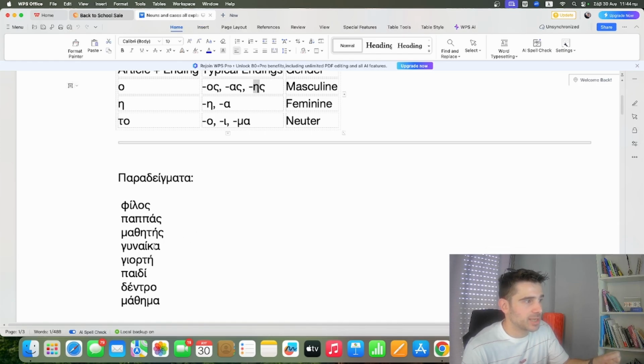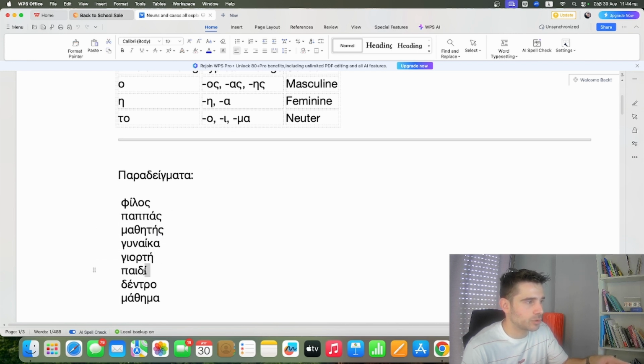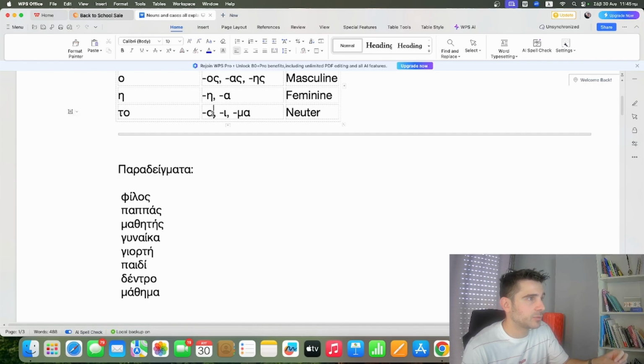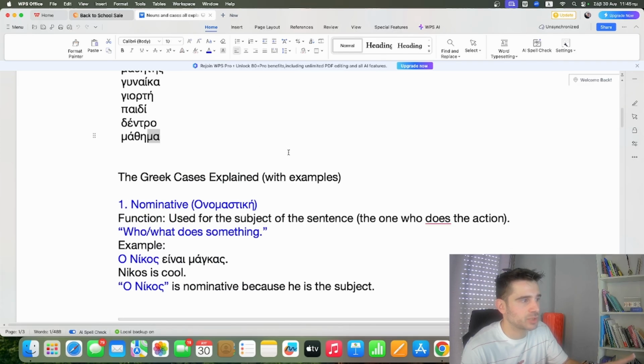Then the words γυναίκα and γιορτή. Γυναίκα is the woman, γιορτή is the celebration. It will be both of them feminine because they have the word ending a and e. So η γυναίκα, η γιορτή. And these three words, you see, we have iota here, so neutral. Το παιδί, the child. Then we have also το δέντρο, the tree. And ma, so it will be το μάθημα, the lesson. Αυτά. You just have to remember this small box here.